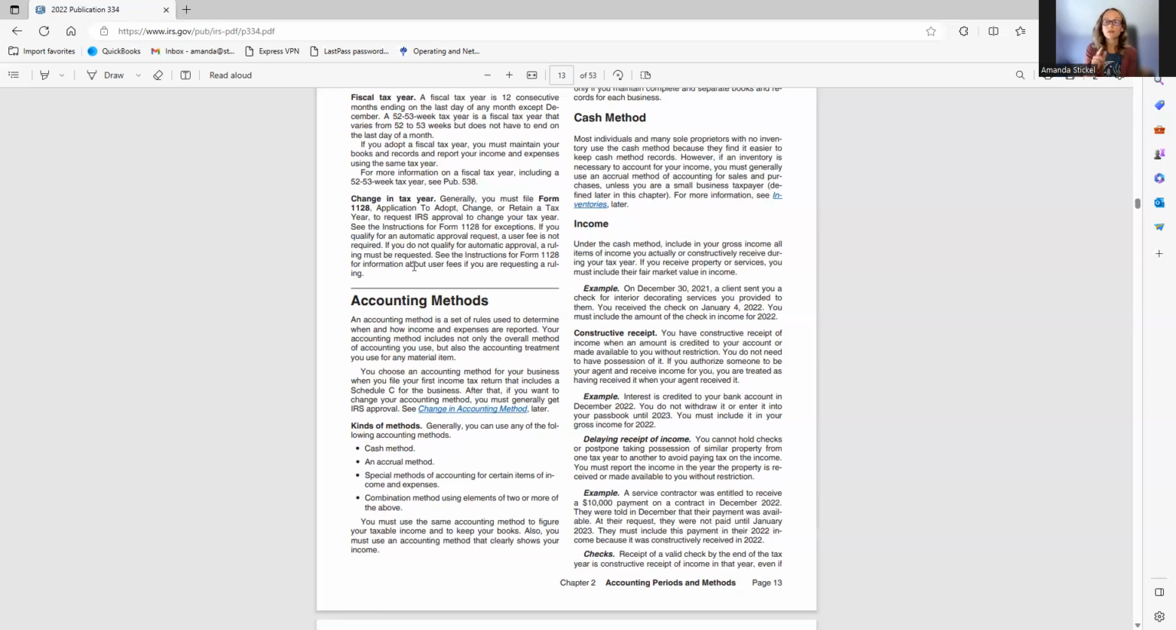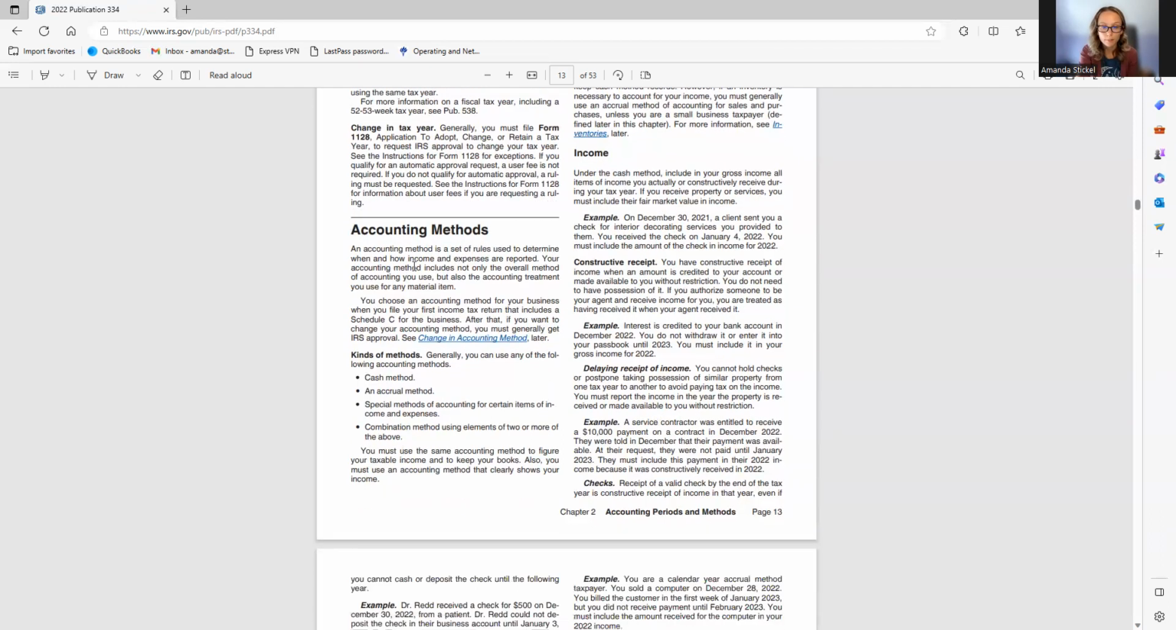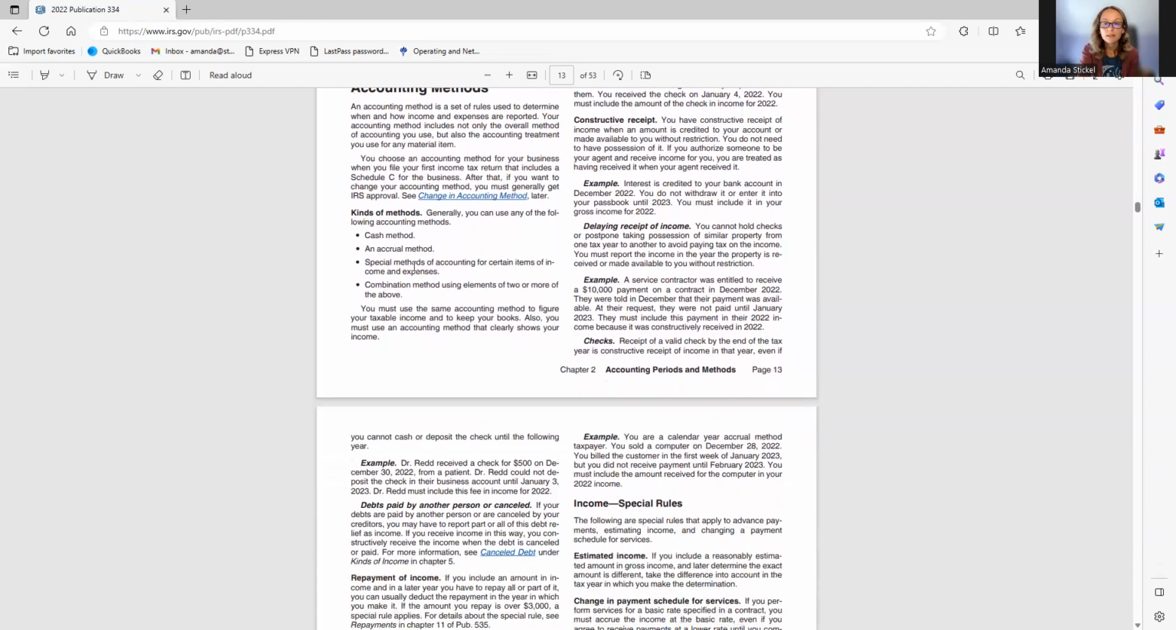So once you receive it, same with the check example, say you received a check on December 30th, but you didn't deposit it until January 4th. You received it December 30th, so that is when you would report it as income for your tax purposes, because you actually had it available. It was just your choice not to go to the bank or deposit it at that time.